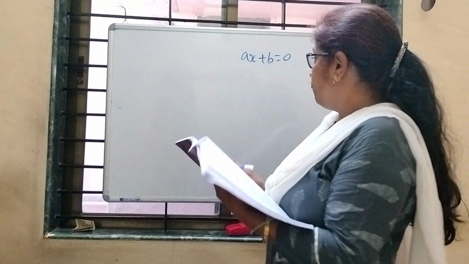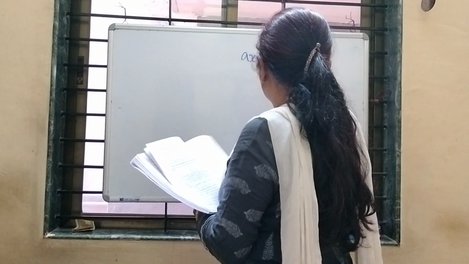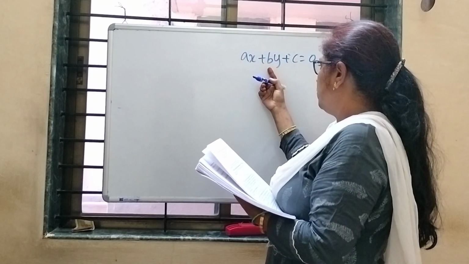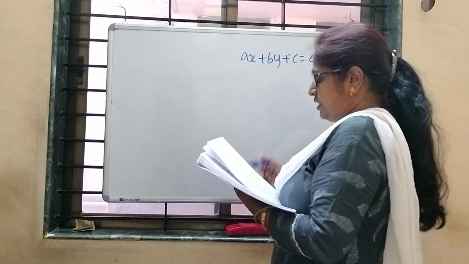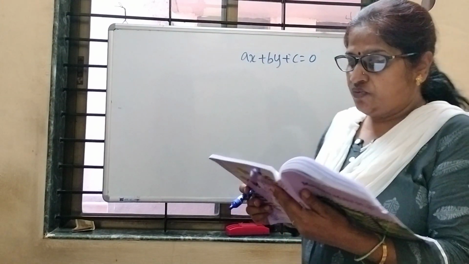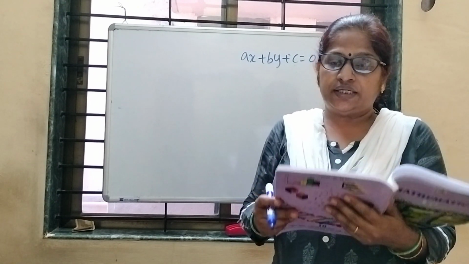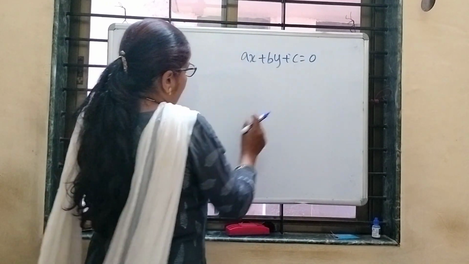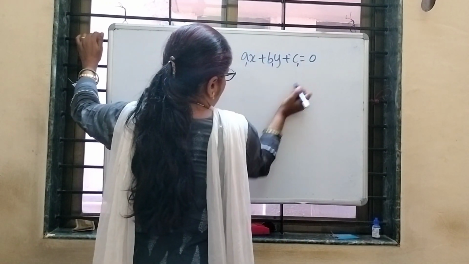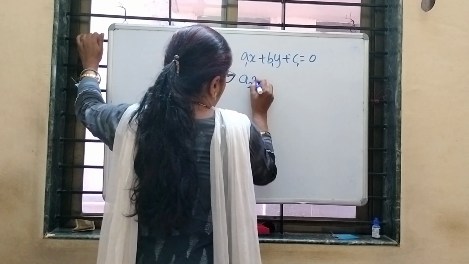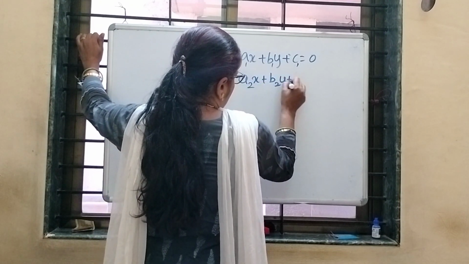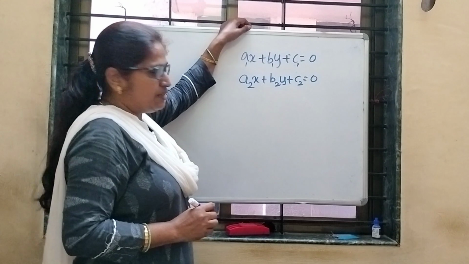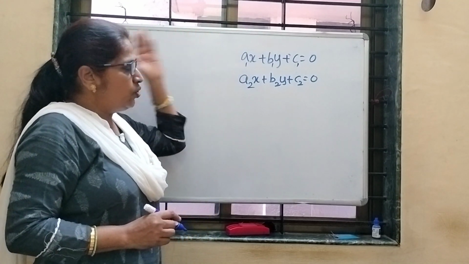Then pair of linear equations in two variables means ax plus by plus c is equal to 0, where a and b should not be equal to 0 and all three a, b, c are real numbers. Pair of linear equations in two variables means there are two variables and two equations. Hence we name them a1, b1, c1, and the second equation is a2x plus b2y plus c2 is equal to 0.